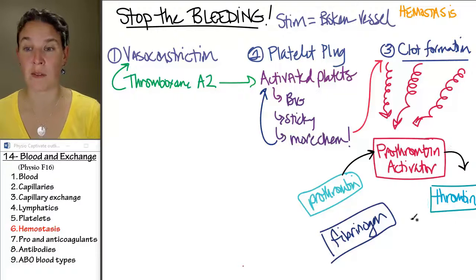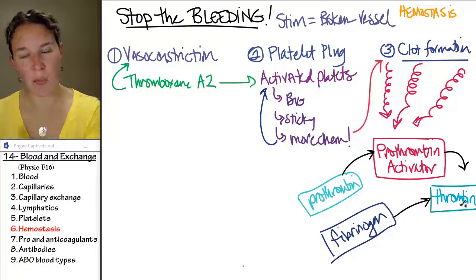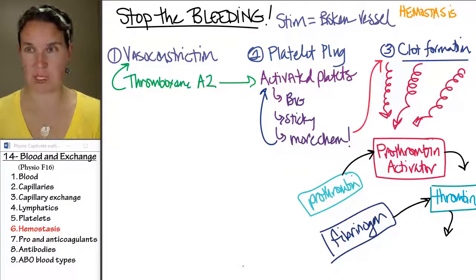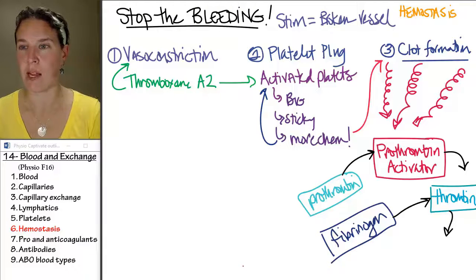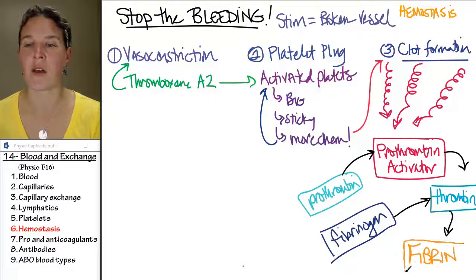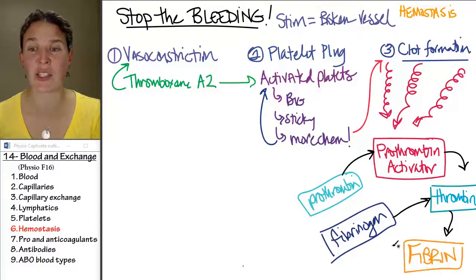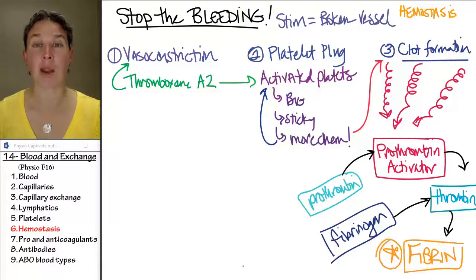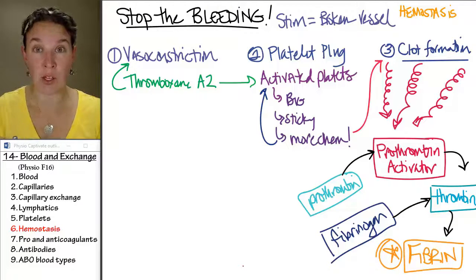It's got to be this color. Fibrinogen is acted upon by thrombin, and thrombin does some magic to fibrinogen and turns it into fibrin. And I'm going to make fibrin a lovely yellow because this is actually my end game. Fibrin is the primary molecule found in a blood clot.